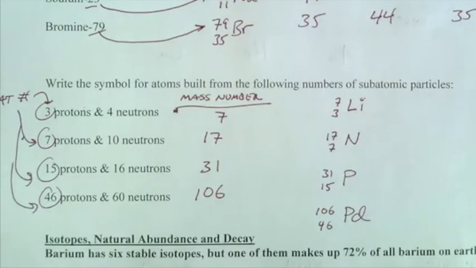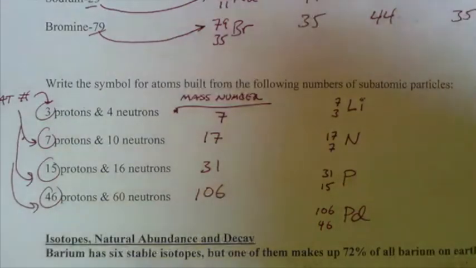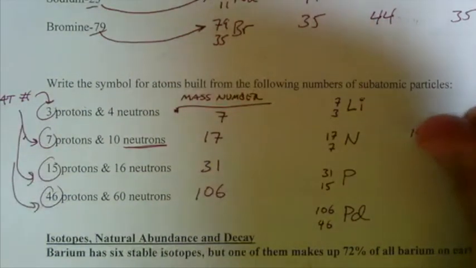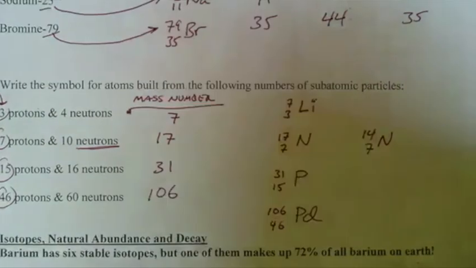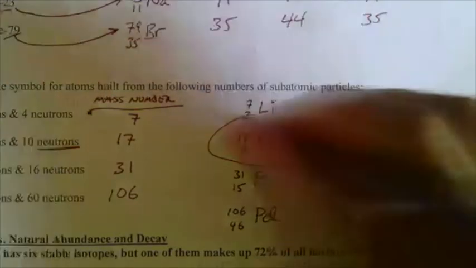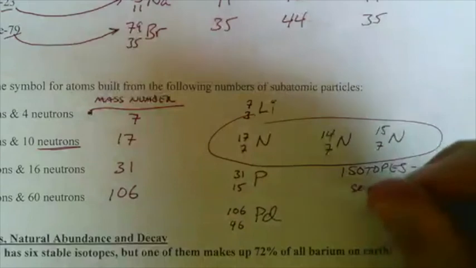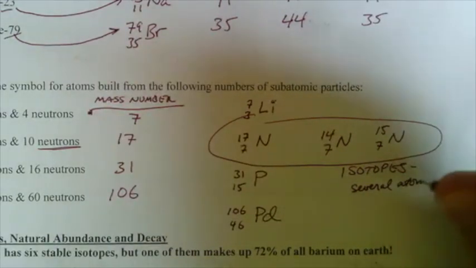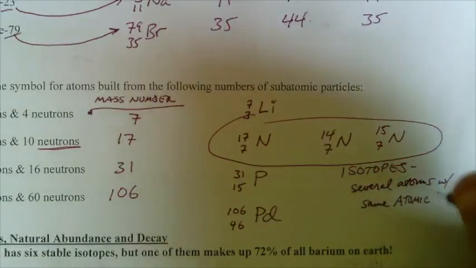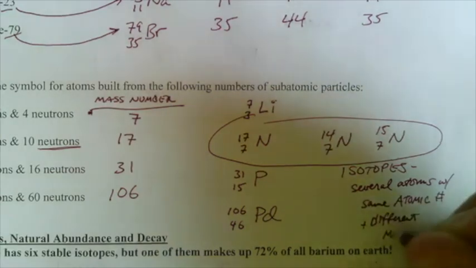Now, we've alluded briefly to the idea that there are different versions of each element that have different mass numbers, that have different numbers specifically of neutrons. For instance, nitrogen here we already saw looking like this, and there's also a version of nitrogen that looks like this. We refer to these as isotopes. When you have several atoms with the same atomic number, but different mass numbers.